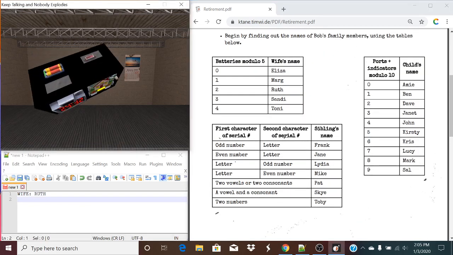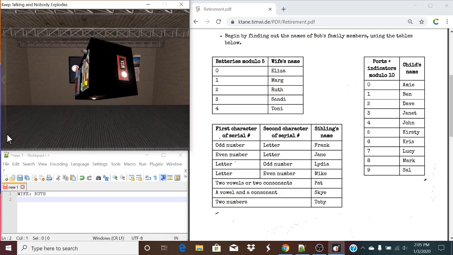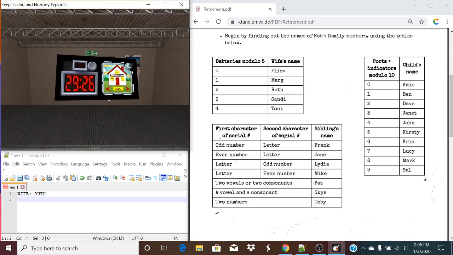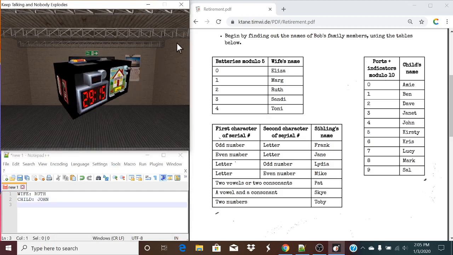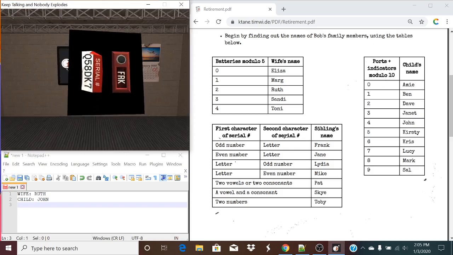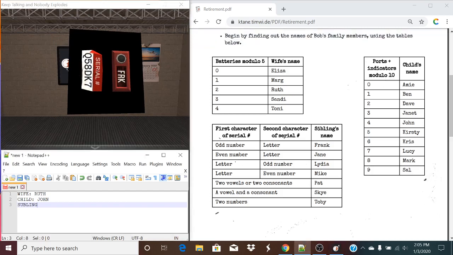Next, let's find out who our child is. Counting our ports and indicators. 1, 2, 3, 4. 4. Our child is John. Next up, let's get our characters of the serial number. We have a Quebec and a 5, which is a letter and an odd number. So our sibling is Lydia.